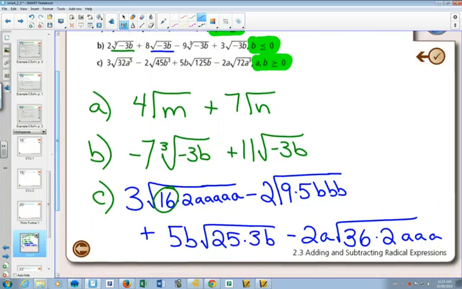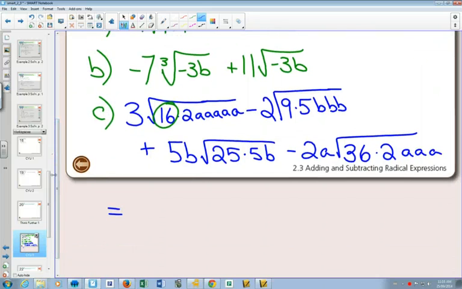This one here, this 5 here? Because I had 125 to begin with. And 125 is 25 times 5. Yeah, that's a good question. How come I wrote a 3 instead of a 5? It should be a 5. So this 16, the square root of 16 is 4. When I bring that out in front, I'm going to get a 12.